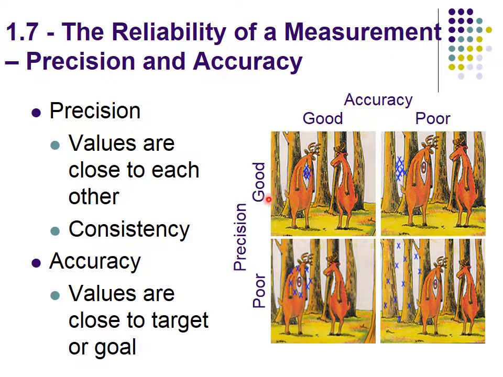So here we are close together and close to the goal, so we have good accuracy and good precision. Down here, they're all spread out, so we have poor precision, and they're not close to the target, so we have poor accuracy.